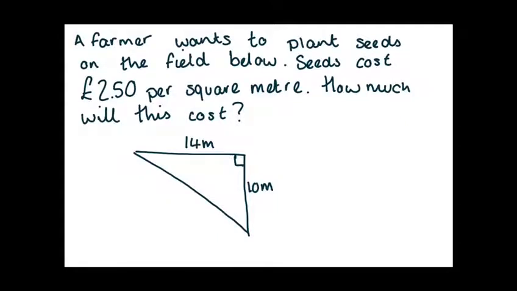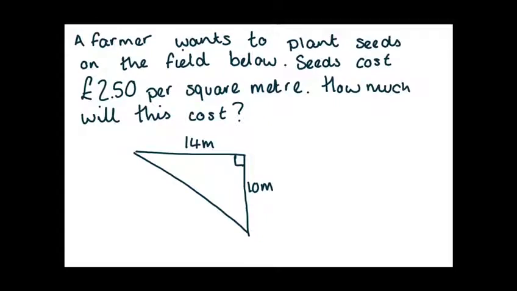Okay, so now let's have a quick look at some worded questions. So a farmer wants to plant seeds on their field, and that's what's shown below. Seeds cost £2.50 per square metre. How much will this cost? Well, the first thing we need to work out is the area, because that is going to give us how many square metres it is.